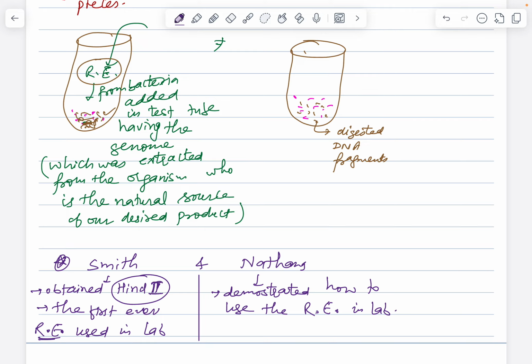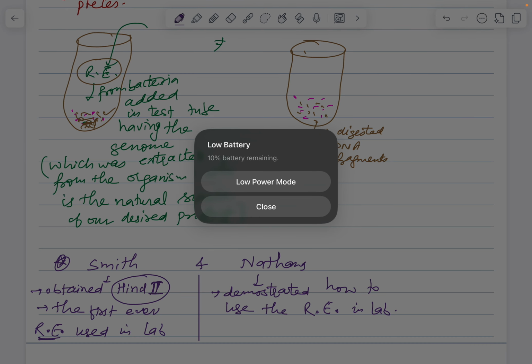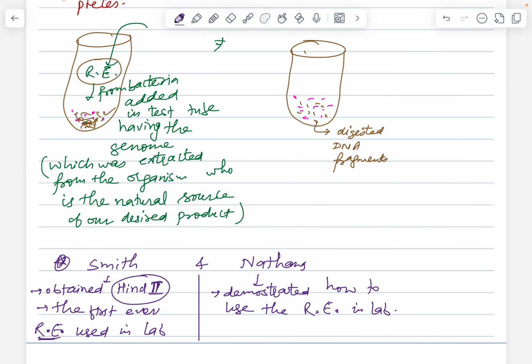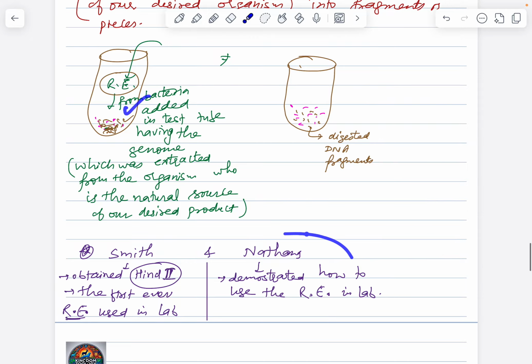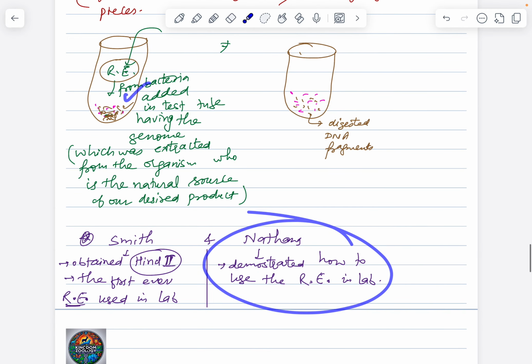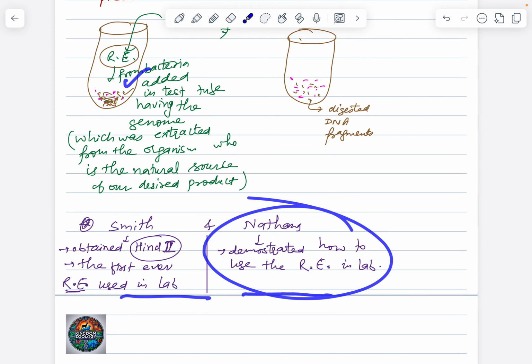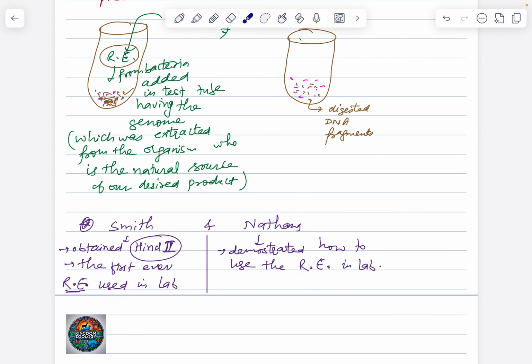See, it is not that if you have a restriction endonuclease you just put in a spoonful of it. Not at all. There is always a fixed protocol, and the protocol is you need to add a fixed quantity of the enzyme to a fixed amount of DNA at a fixed osmolarity and temperature. For how much time are you supposed to give the exposure to the enzyme? All that protocol was developed by Nathans. Okay, so their contribution also is equally important in developing the knowledge about restriction endonucleases.